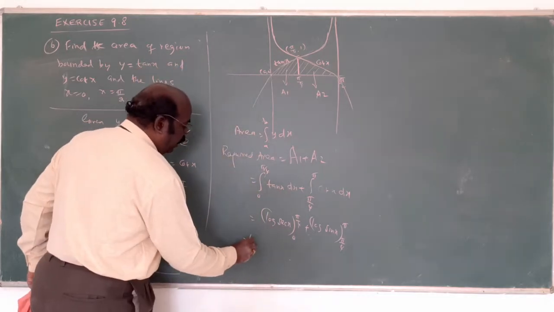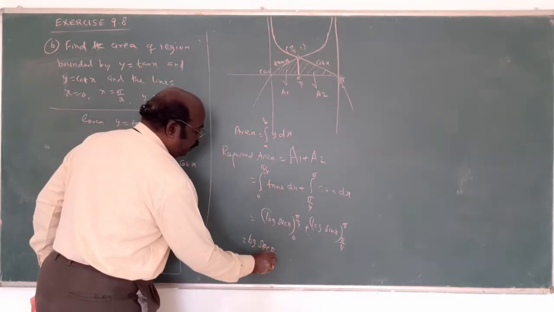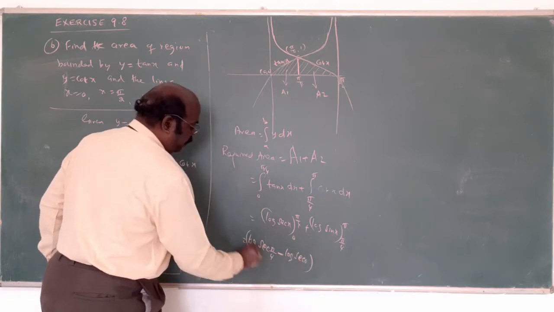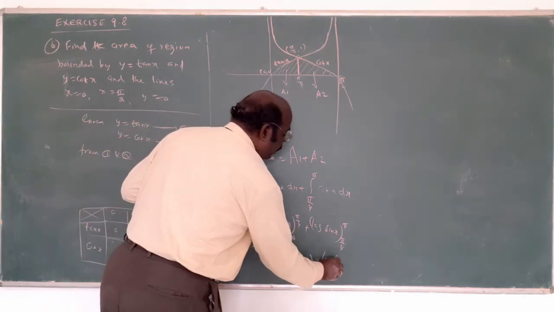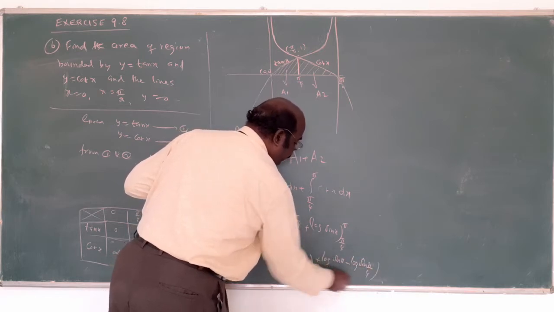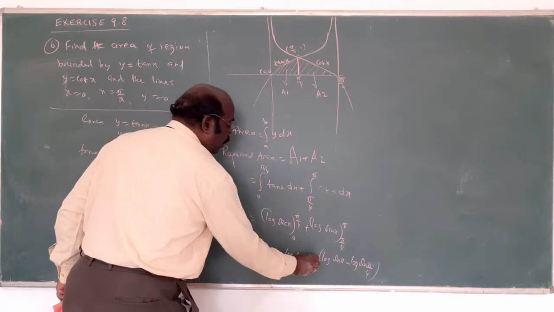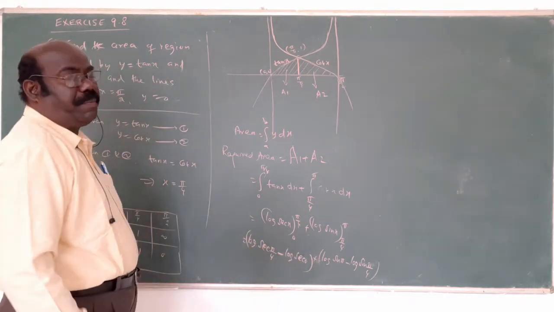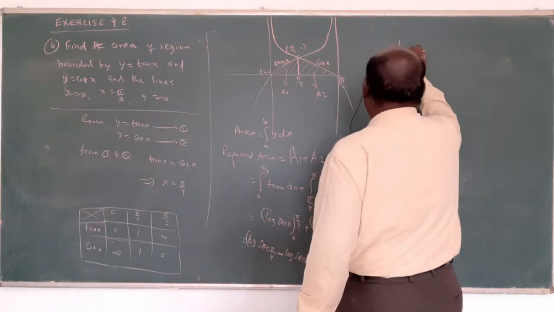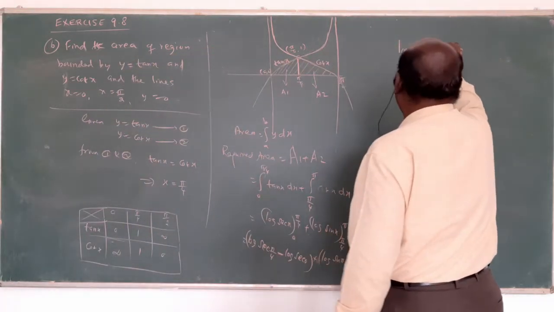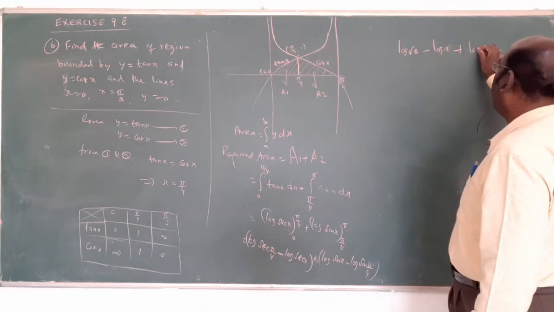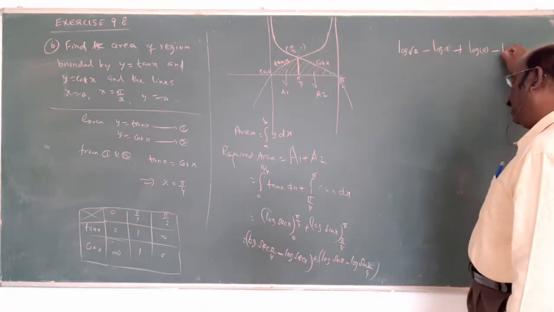Now bring in the upper limit. Log of secant pi by 4 minus log of secant 0, and log of sin pi by 2 minus log of sin pi by 4. Now secant pi by 4: cos pi by 4 is 1 by root 2, so secant pi by 4 is root 2. Log of root 2 minus log of secant 0, which is 1, plus log sin 0.